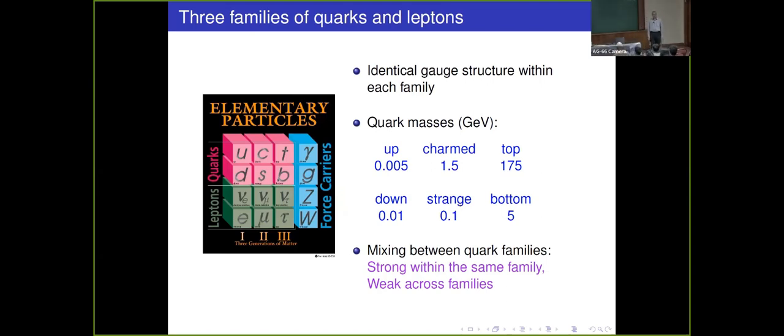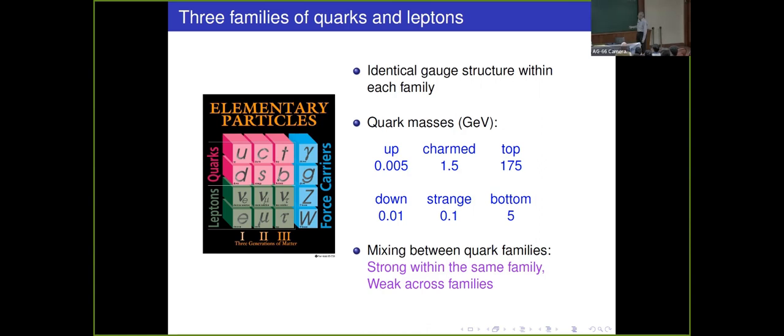Because till now, whatever we had done yesterday in the gauge symmetries and electroweak symmetry breaking, as long as you have one family, everything was the same. But now we have three families, first, second, and third, or three generations. The gauge structure is identical. However, we know that at least if we focus on the quarks, the masses are quite different. As we go to higher and higher generations, the masses of quarks keep on increasing.